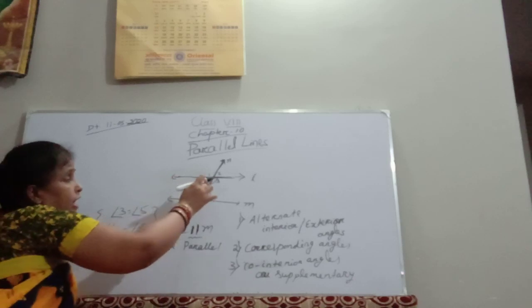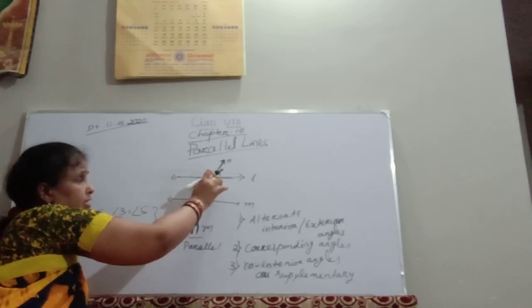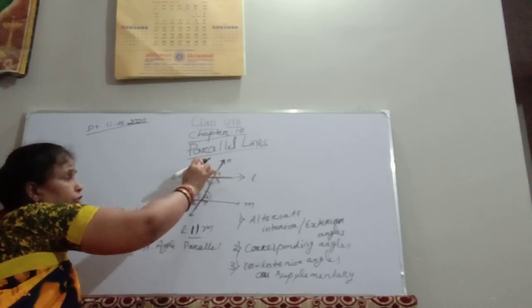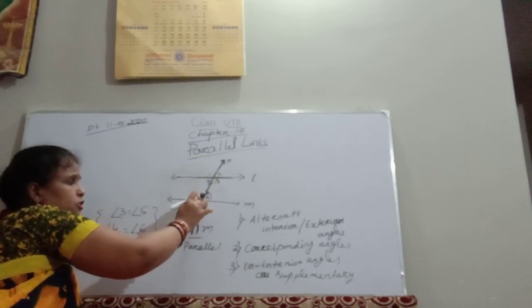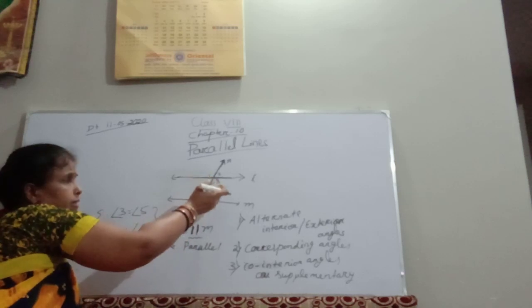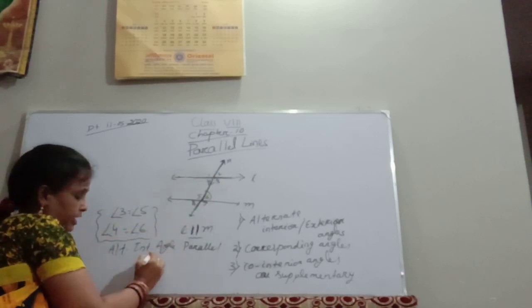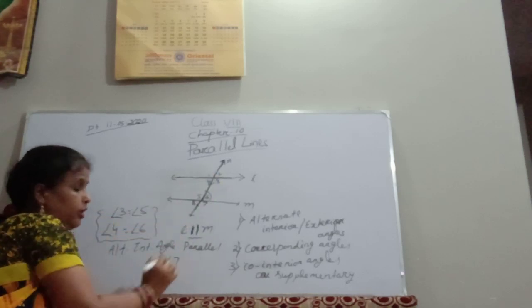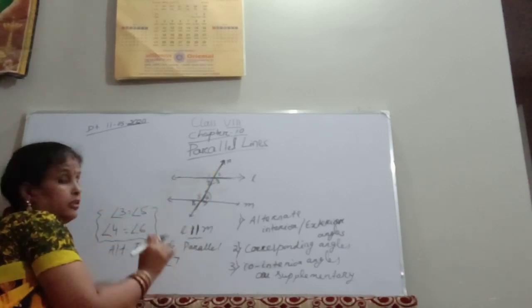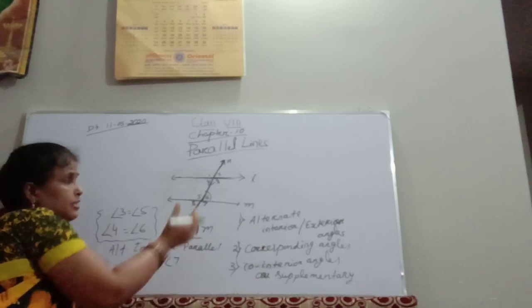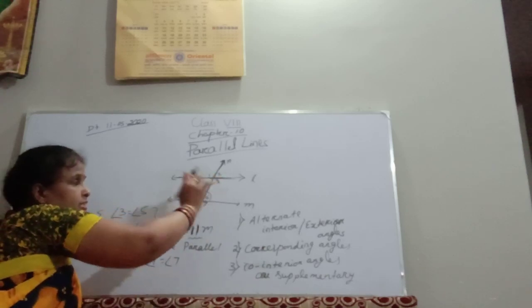Whenever you see, angle 3 is the vertically opposite of angle 1, and angle 5 is the vertically opposite of angle 7. So automatically angle 1 and angle 7 are also equal. Angle 1 and 7 are alternate exterior angles. Similarly, 4 and 6 are equal.